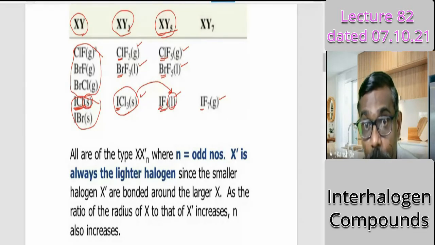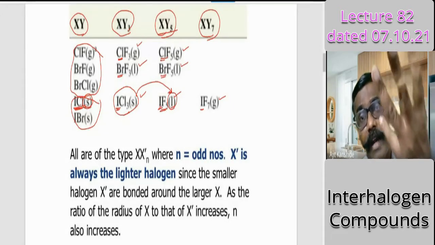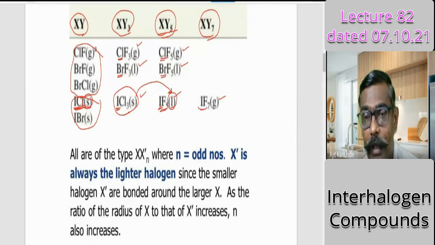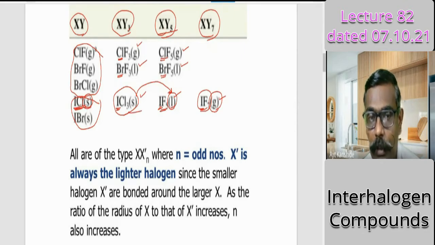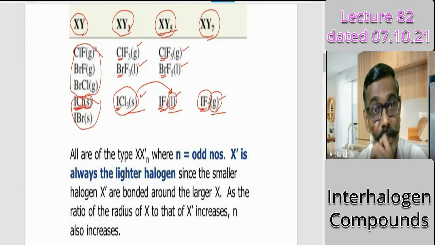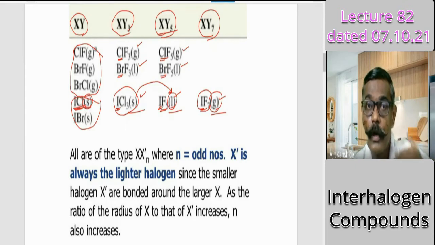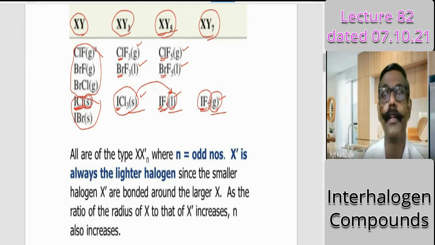When the type is XY7, meaning more atoms are surrounding the iodine, for example IF7, where iodine is the central atom, the type is gaseous. So from solid we come to liquid and then we come to gas. As the number of peripheral atoms increases, the shift will be from solid to liquid to gas.